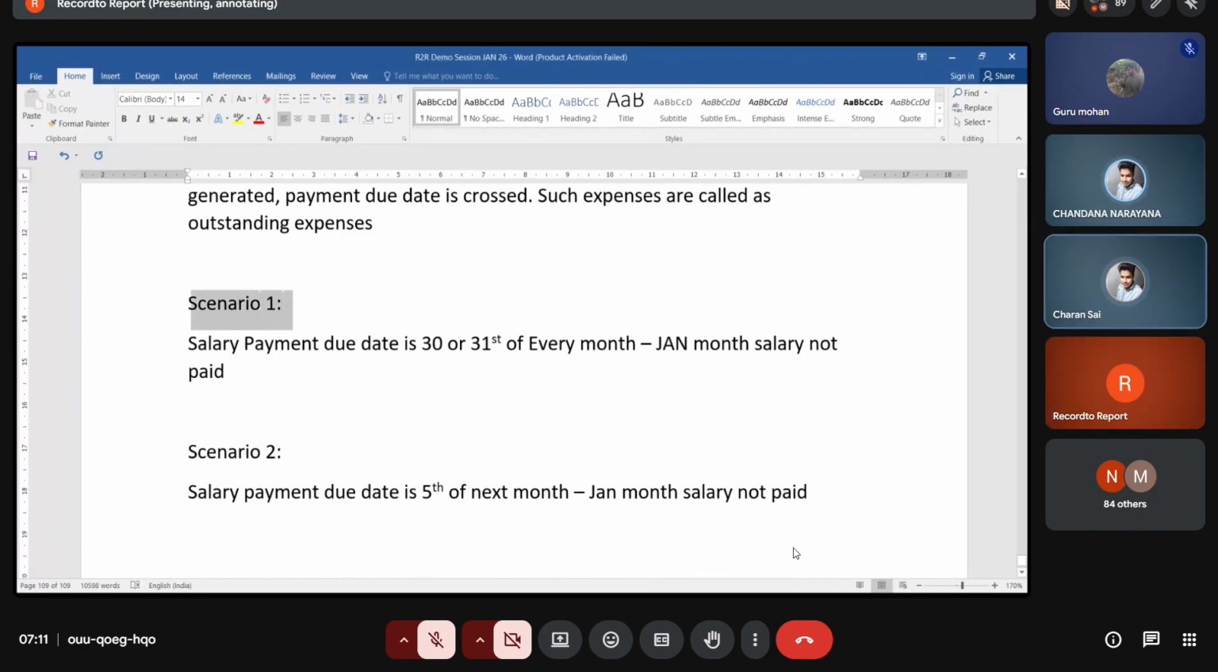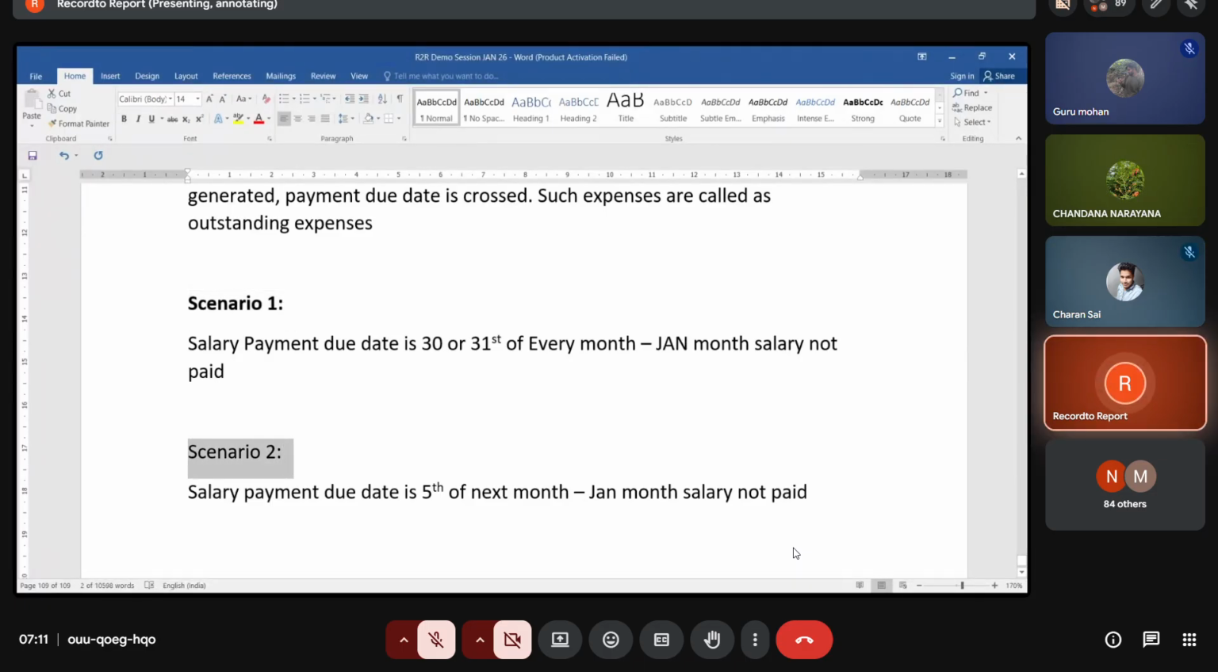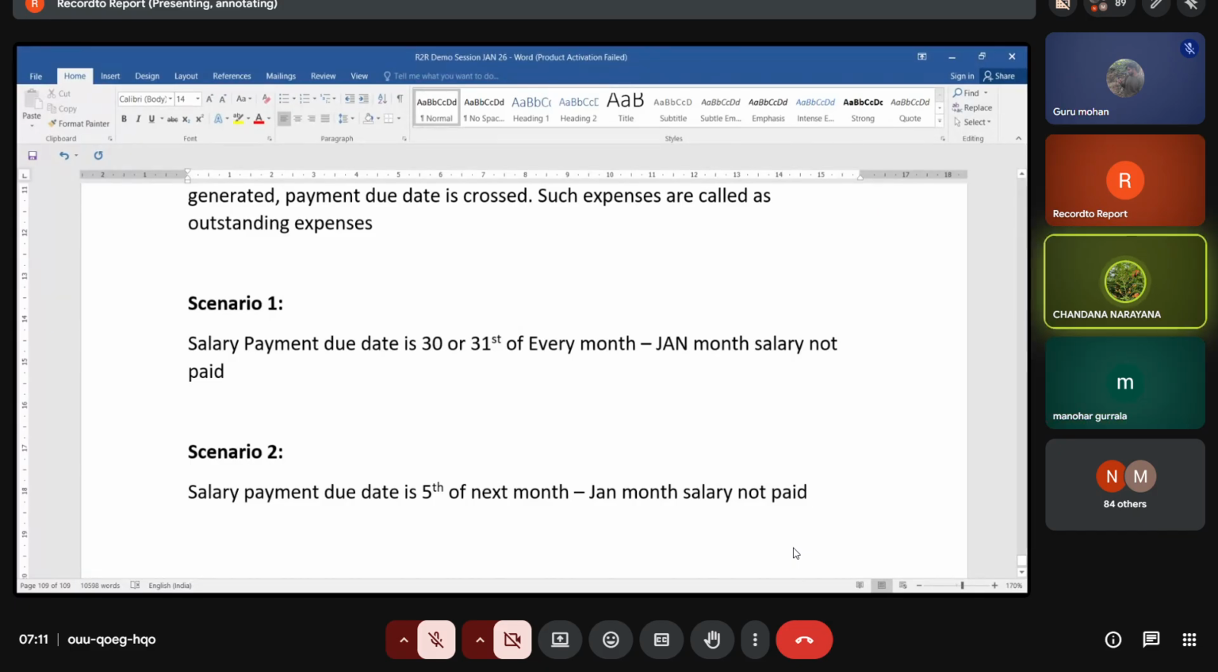Scenario one and scenario two. So what is the meaning of accrued expenses, guys? Accrued expenses are expenses incurred where the payment is not done and the invoice is not generated. That kind of expenses are accrued expenses, which still have a due date.